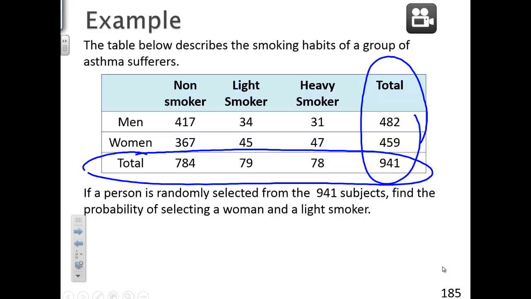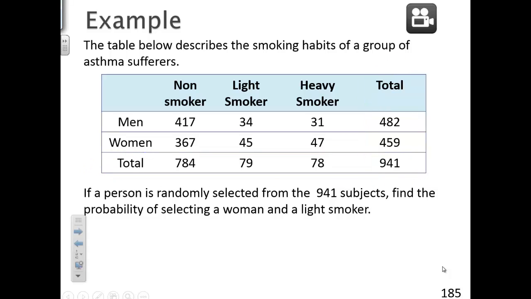This is totaled, so this table is pretty easy to read. You can easily find the total number of men, or you could look down a column and find the total number of non-smokers. On tables that don't have those total columns, make sure you total them. So let's look at the example.